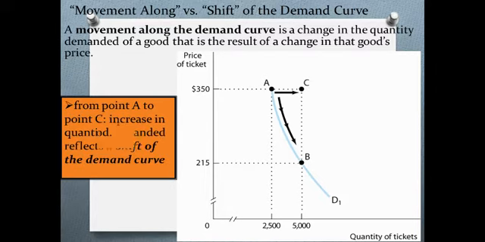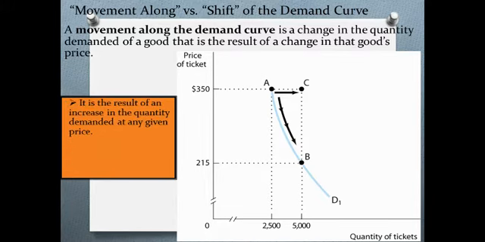Now, let's say we move to point C. All right. From point A to point C, an increase in the quantity demanded reflects a shift of the demand curve. It is a result of an increase in the quantity demanded at any given price. So when you move from A to C, it means that people's demand generally has just increased. Doesn't matter about the price. They just want more of that thing. Okay? Versus A to B, where people only want more of it if the price drops. If we move from A to C, it means they want more, period.